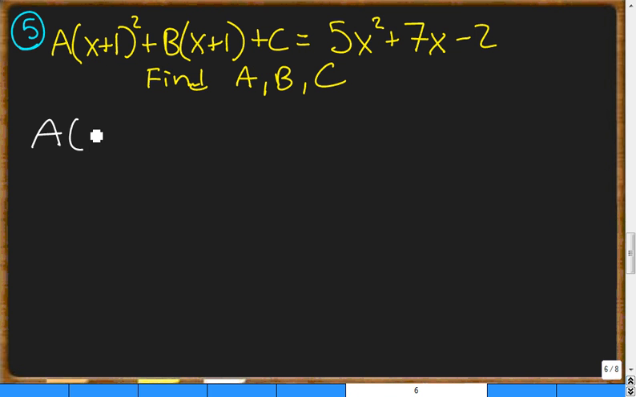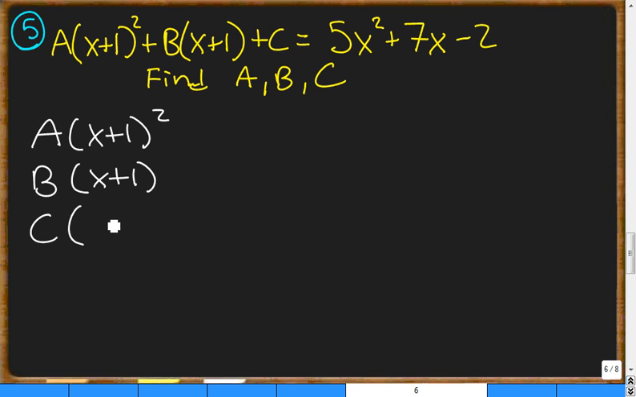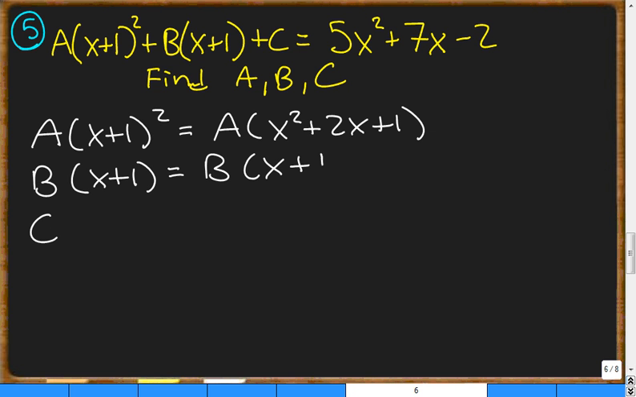So we've got a times x plus 1 squared. We've got b times x plus 1. And we've got c by itself. Well, this a times x plus 1 squared is the same thing as a times x squared plus 2x plus 1. This is the same as b times x plus 1, and this is c. So we can go ahead and break this apart since we're adding all these together. We're going to distribute this throughout the whole thing down at the bottom.